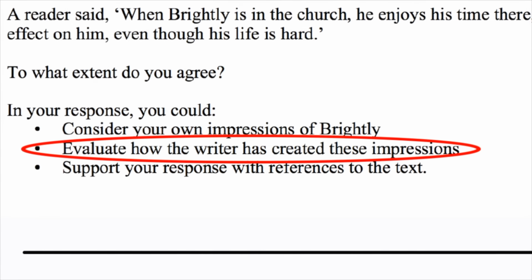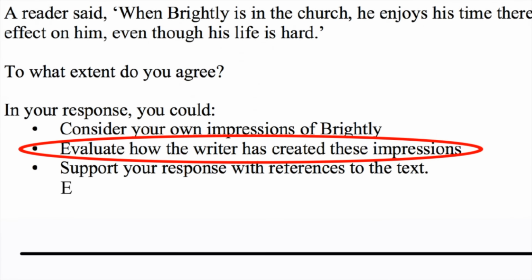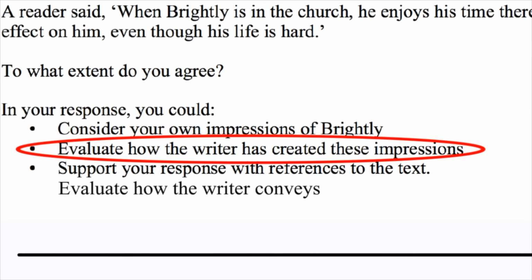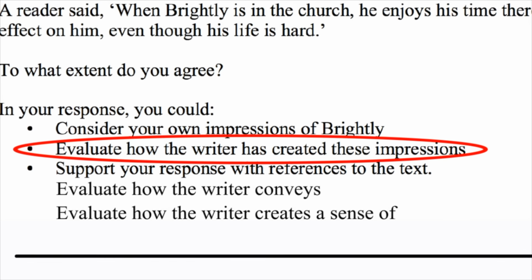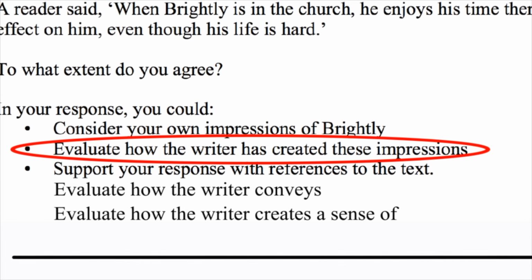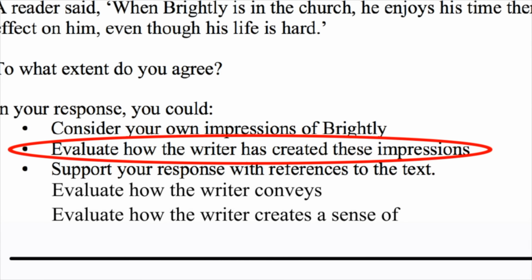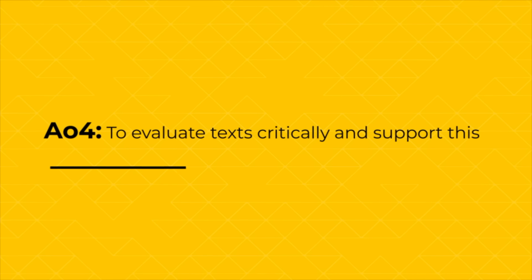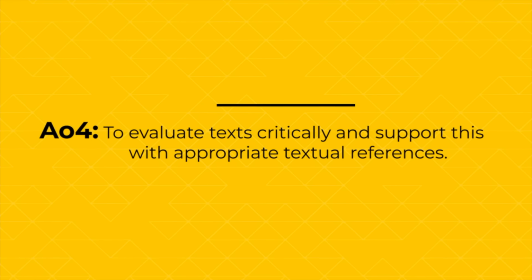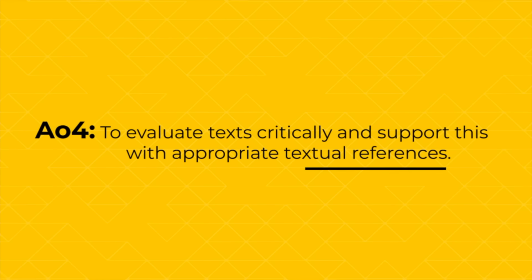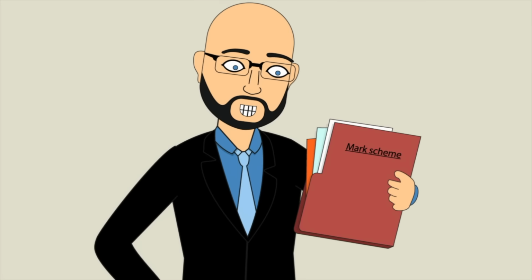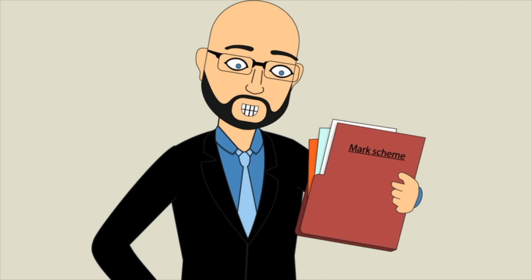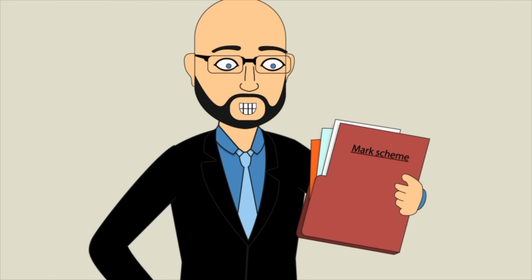The wording here can vary slightly. Sometimes it's been evaluate how the writer conveys something or evaluate how the writer creates a sense of something, but the point is essentially the same thing, to evaluate the methods the writer has been using. Now, there's been some confusion with this question at times, given that it's not assessing AO2, the use of language and structure. The question is, well, which methods can I actually write about? Well, the good news is I've looked through the past mark schemes and you can write about pretty much anything.